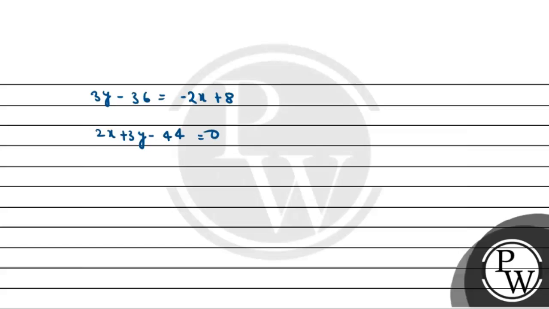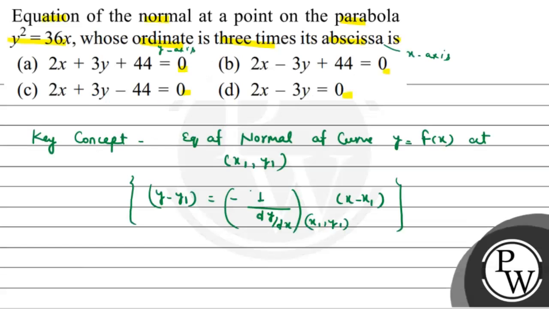So that will be our equation of normal, which passes through the given point. So which option is correct? Our option number C will be the correct option.